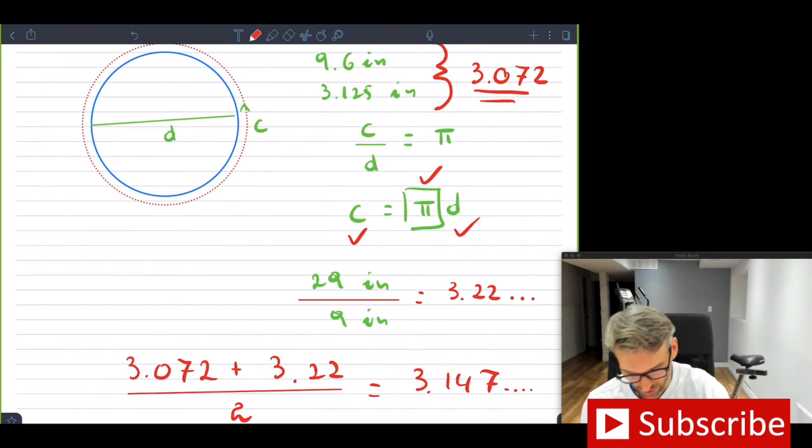And diameter goes through the center of the circle. And again, I don't know if I was exactly dead on through the center. But as you can see through measurements, we can come relatively close.